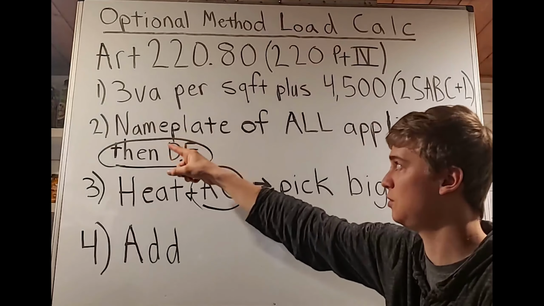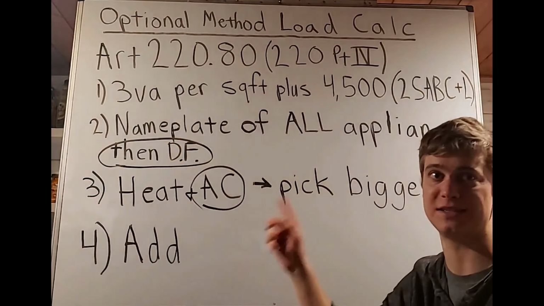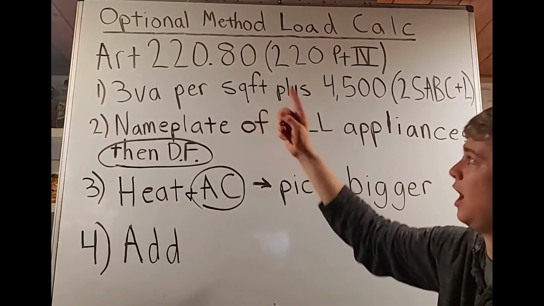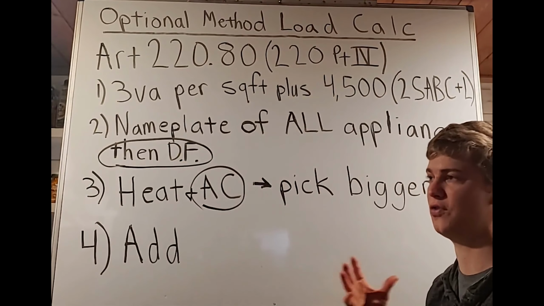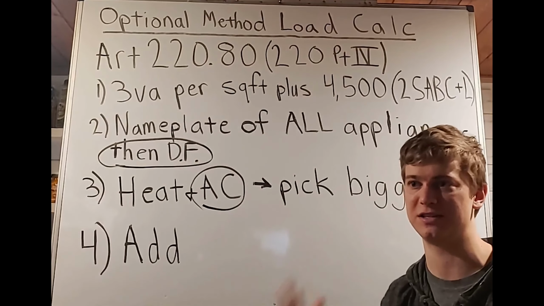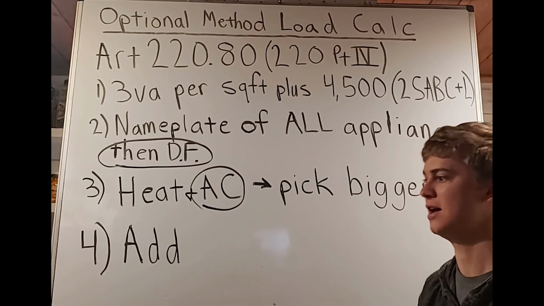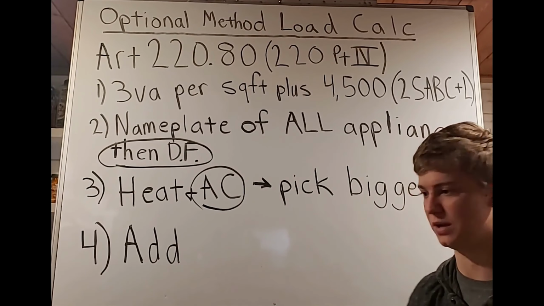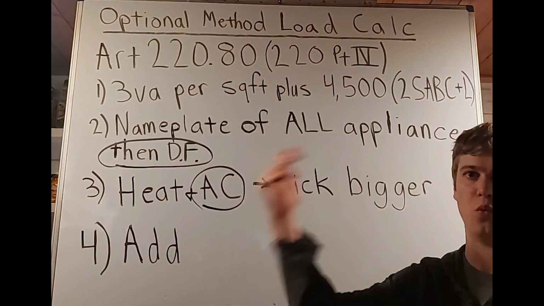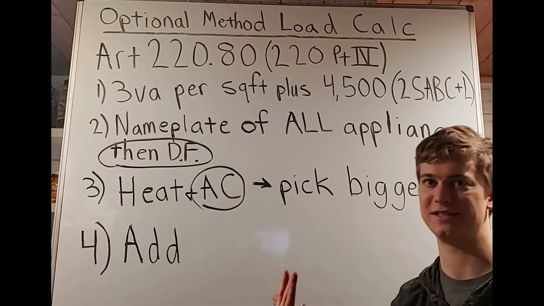Then step 2, we get the nameplate rating of all appliances. When they say all appliances in the optional method, we mean all the appliances we'd normally think about in the standard method. So a homeowner or builder is doing a walkthrough in a house, and they tell you we have a garbage disposal, we have a dishwasher, we have a water heater, the usual appliances that you'd think of.